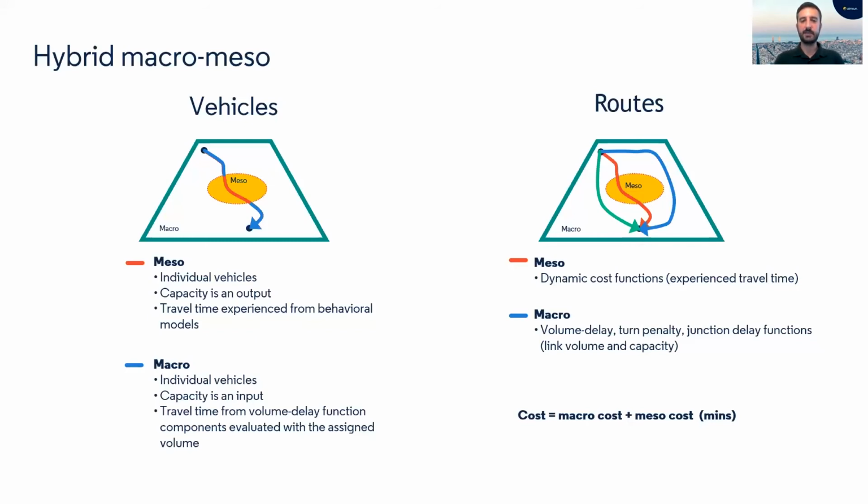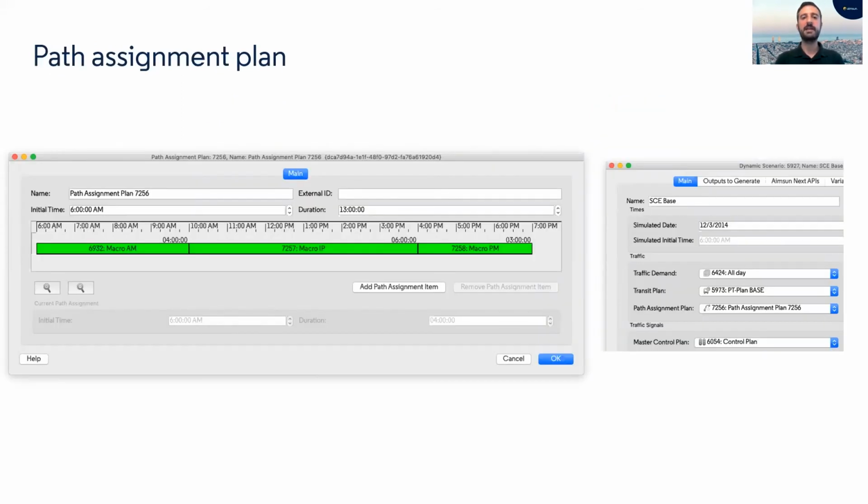And something that we need to clarify at this point is that we are moving individual vehicles for both levels, macroscopic and mesoscopic. Another appealing feature for more advanced users is the introduction of the new path assignment plan object.